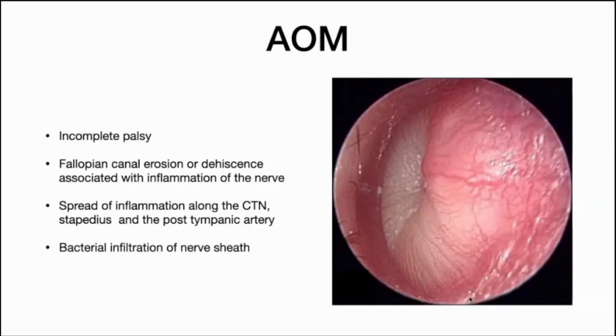Acute otitis media: why does it cause facial palsy? Commonly, it is seen that there is a fallopian canal dehiscence, most commonly in the tympanic segment, and that leads to inflammation of the sheath of the facial nerve. There is also spread of inflammation along the chorda tympani nerve, the stapedius, and the posterior tympanic artery. It is an incomplete palsy, and a wide myringotomy with drainage of pus will definitely relieve the facial nerve palsy.